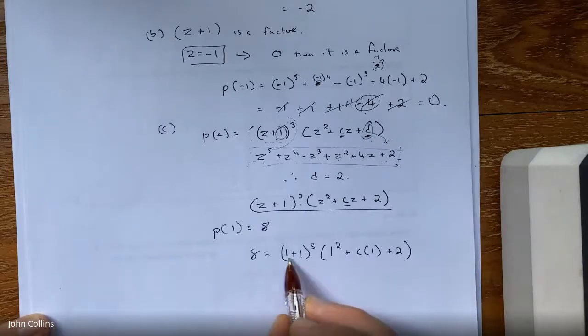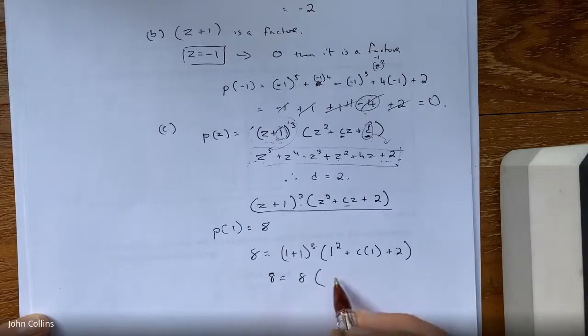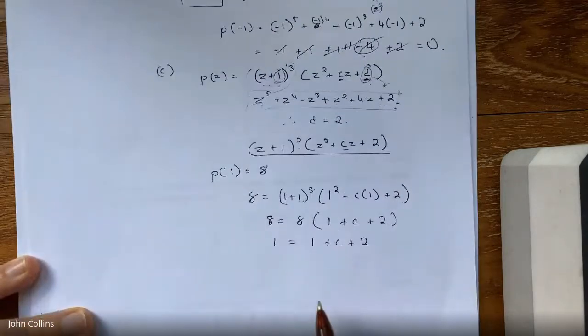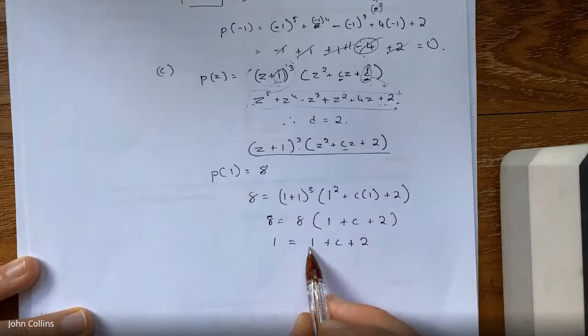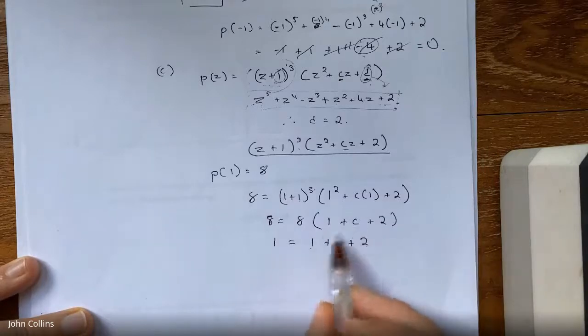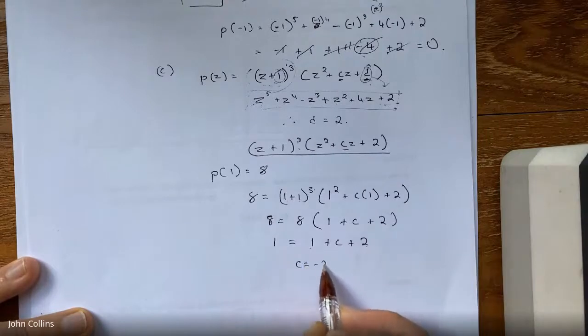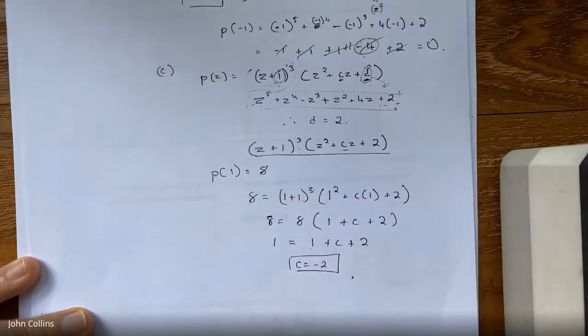1 plus 1 is 2, and 2 cubed is 8. So already that's 8. So that 1 squared is 1 plus c plus 2. Divide both sides by 8. We get 1 is equal to 1 plus c plus 2. And rearranging this, I think that's c plus 3 on this side. C plus 3, take away 3, and we get c is equal to -2. And that's the answer for part C.